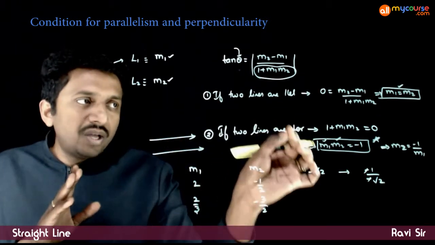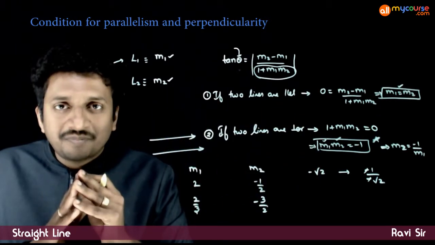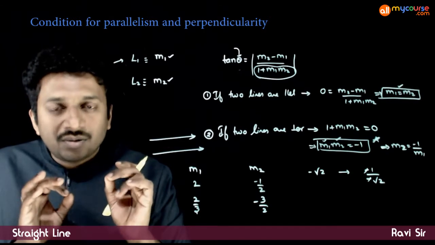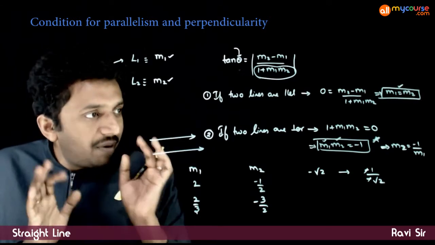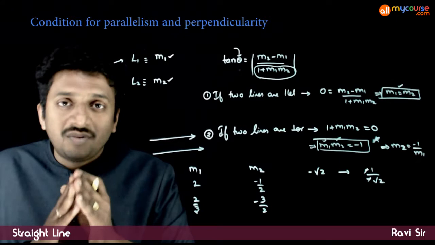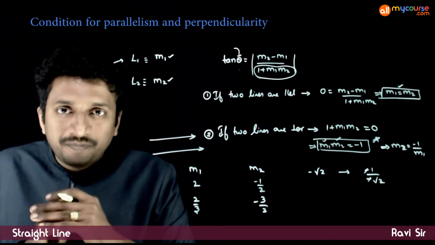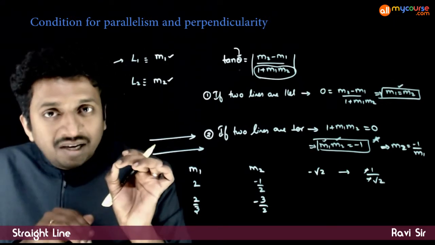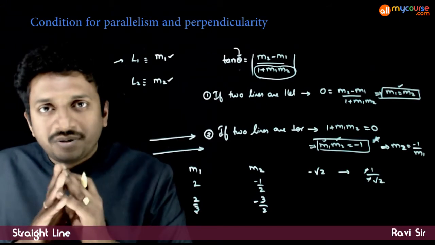So these are the two very important things that you need to understand here. If the lines are parallel, the slopes are equal. If the lines are perpendicular, then the product of the slopes will be equal to minus 1. The second slope is the negative of the reciprocal of the first slope.